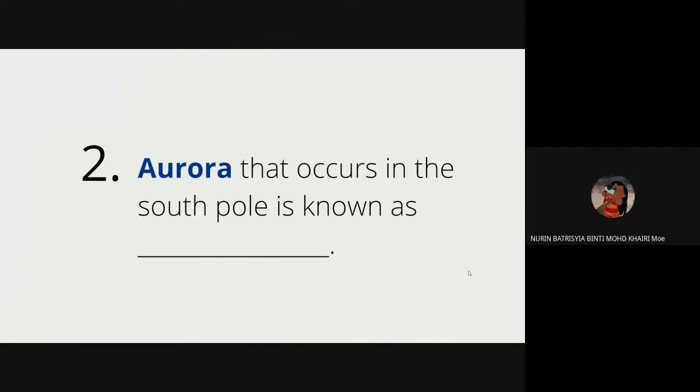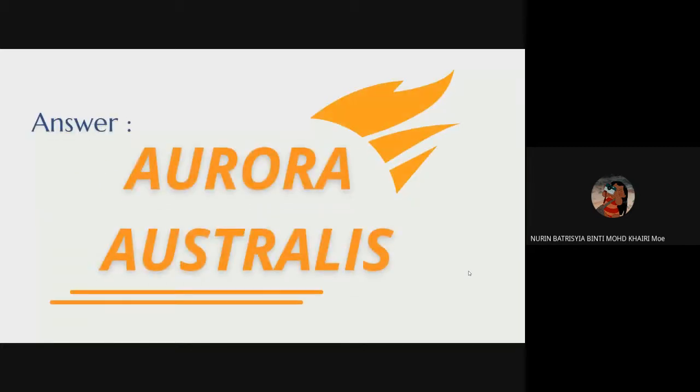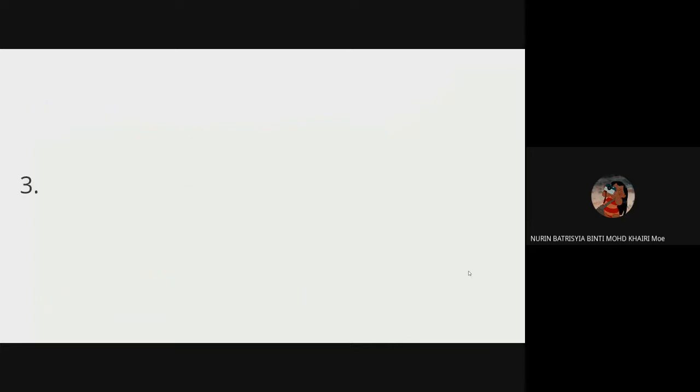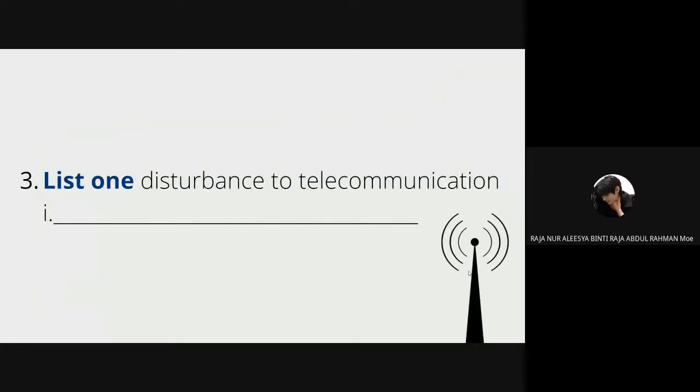And the second question is, aurora that occurs in the South Pole is known as? Yes, that is correct. Aurora australis. The third question is, list one disturbance to telecommunication.